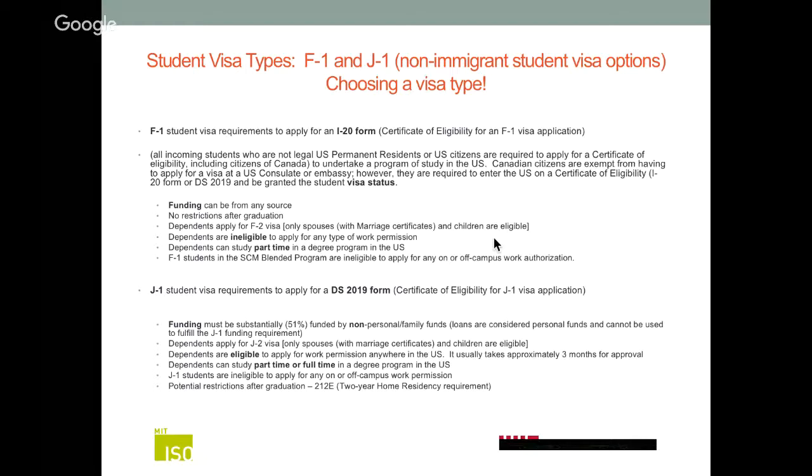The J does have a potential restriction. A student could be subject based on any one of the following 3 categories: a home country skills list, home government funding, or US government funding. So if you have any questions on that, I'd be happy to take it. But for now, it is overall a more restricted visa.